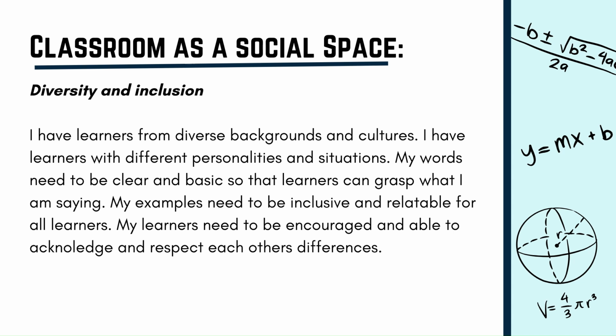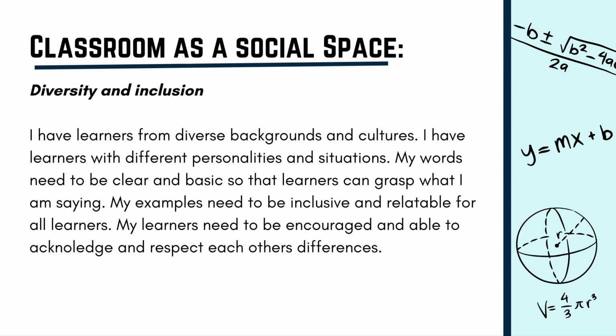I'm also well aware that in the social space, I have learners from diverse backgrounds and cultures. I have learners with different personalities from different situations. My words need to be clear and almost basic so that learners can always grasp what I'm saying. My examples need to be inclusive and relatable for all learners. My learners need to be encouraged and able to acknowledge and respect each other's differences.